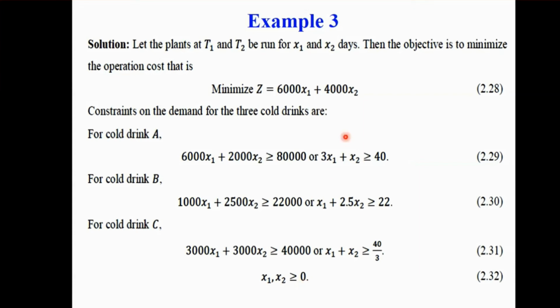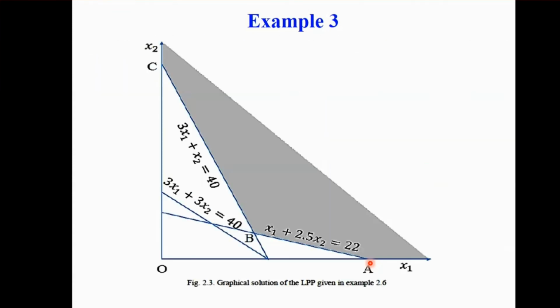Now we have to convert these constraints to equality form. So the first one will be what? 3x1 plus x2 equal to 40. The second equation will become x1 plus 2.5 x2 equal to 22, and the third equation becomes x1 plus x2 equal to 40 by 3. And you can see the greater than or equal sign is there. If the greater than or equal sign is there, then you have to take the region above the equation. If you do that, this will be our final diagram.